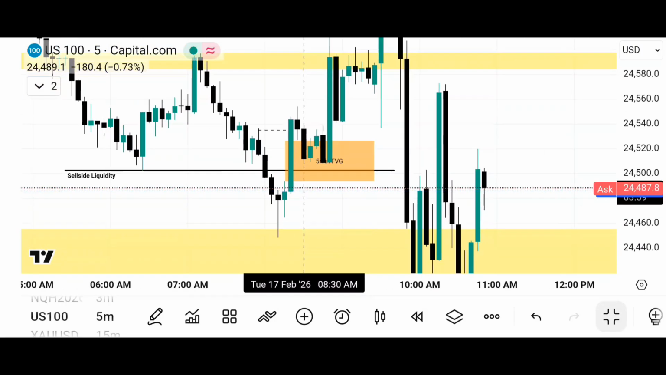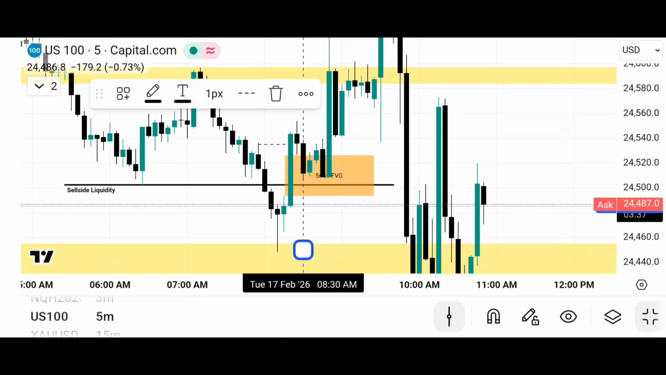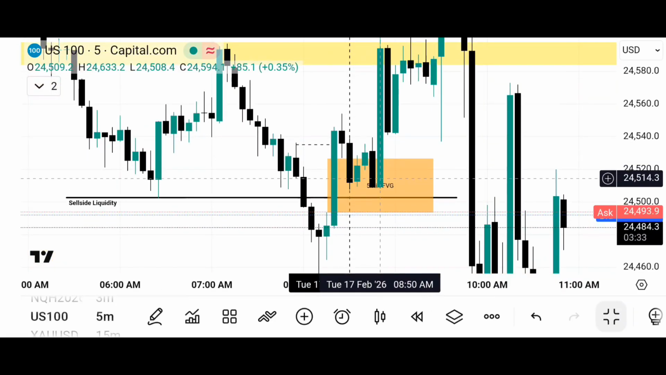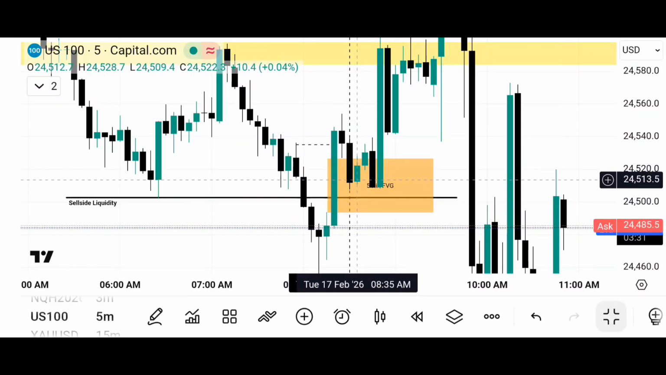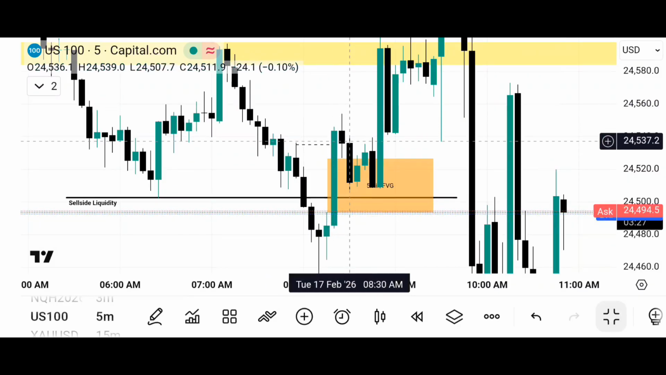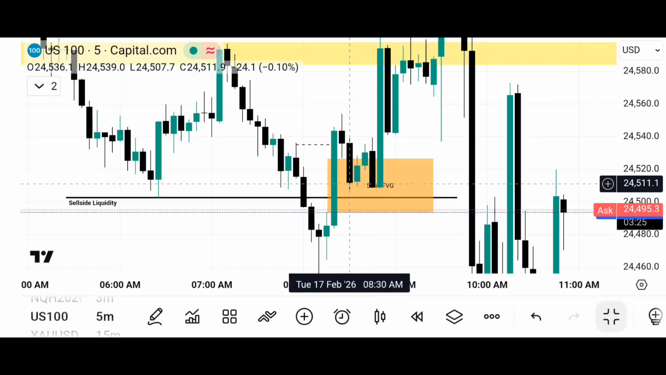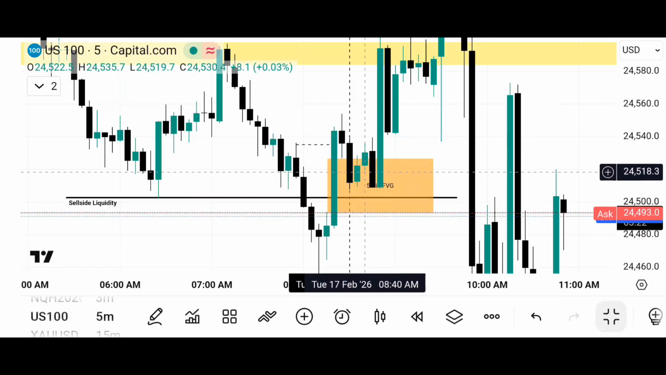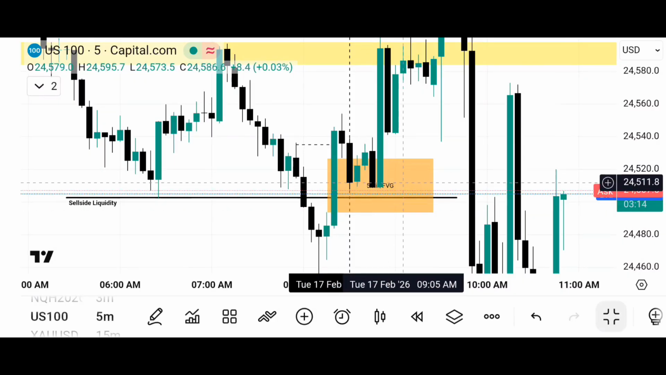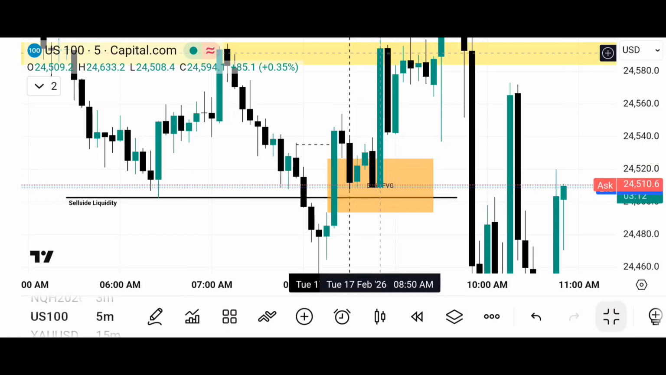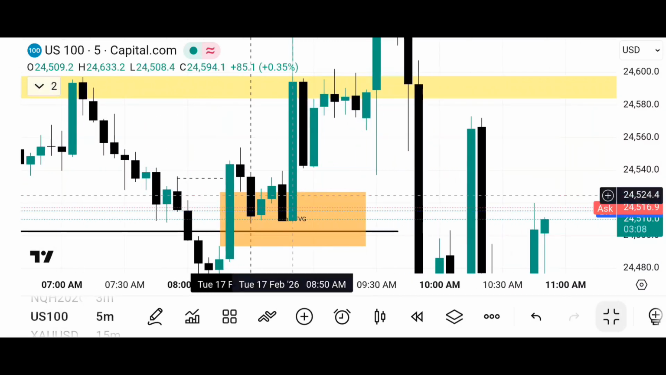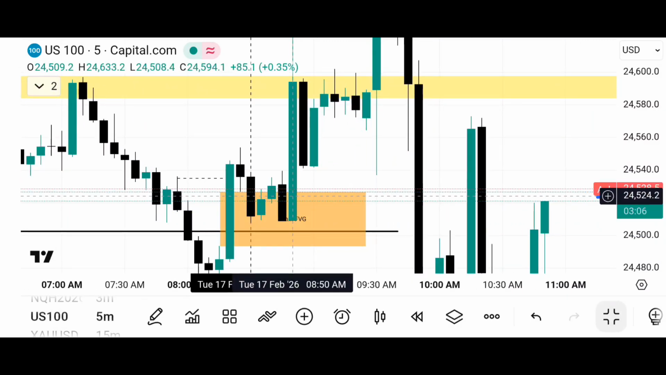And exactly at 8:30, this is the 8:30 mark right here. Exactly at 8:30, you can see price dropping down into this fair value gap. After taking out this low, displacing upward, it runs down into the fair value gap exactly at 8:30 and consolidated, stayed there for a while. Then at 8:50, price displaced upward again. That's this candle right here, 8:50.